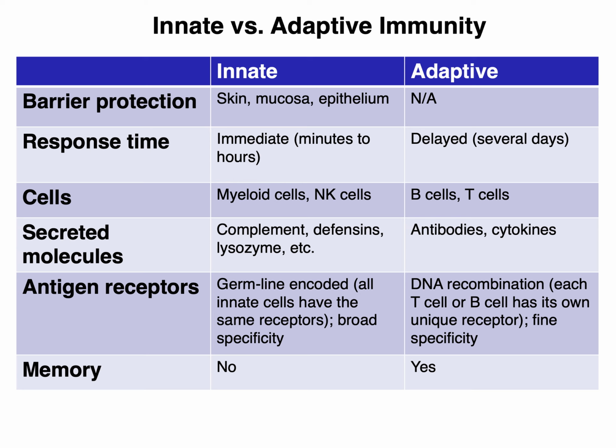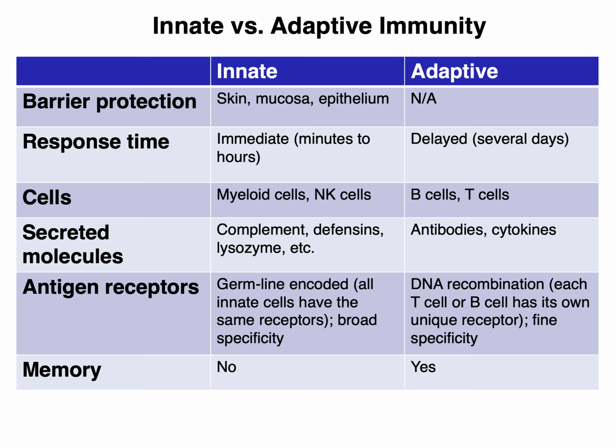Within the innate immune response, there are a number of important secreted molecules, including complement, defensins, and other molecules that mediate immediate responses to pathogens and eliminate them and lead to their destruction. The adaptive immune response also has secreted molecules, and these secreted molecules include antibodies and cytokines, which we're going to learn a lot about.